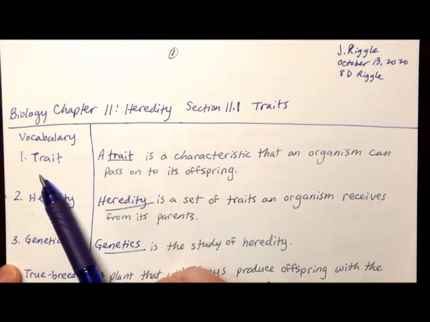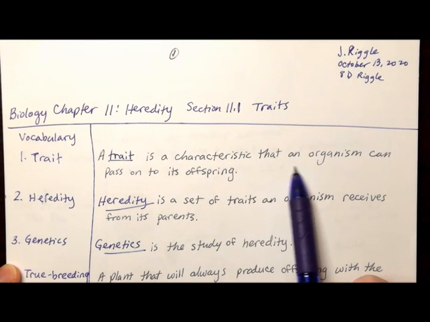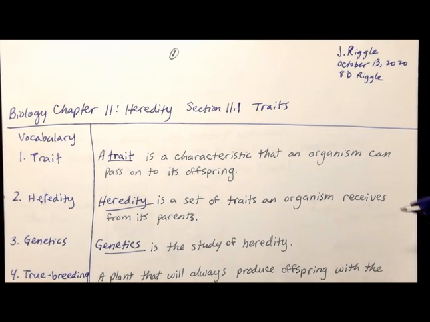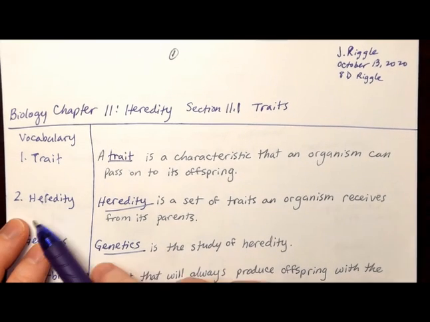The first vocabulary term is a trait. A trait is a characteristic that an organism can pass on to its offspring. That would be something like its hair color. What type of eyes does it have? How big is it going to be? All those sorts of things are traits.